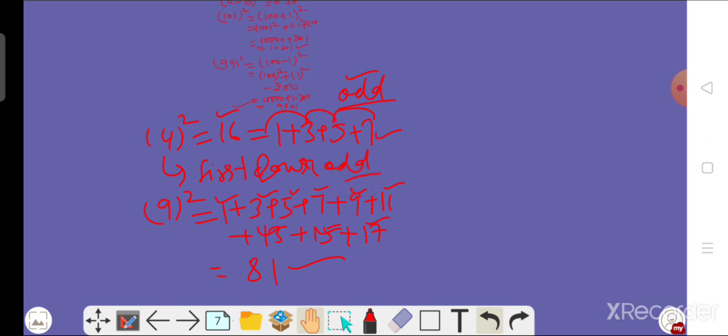The first method is simply to multiply the given number by itself, the second method is by using identities, and the third one is by adding odd numbers up to the number whose square we have to find. Okay. So this is the revision of your chapters 2 and 3.